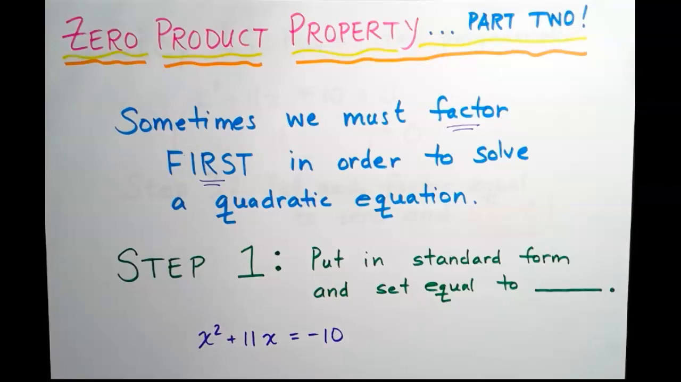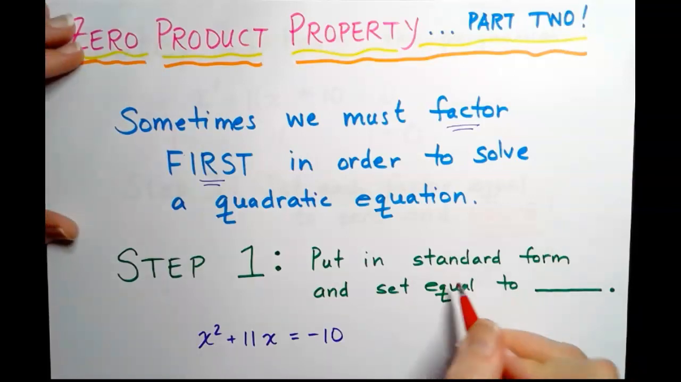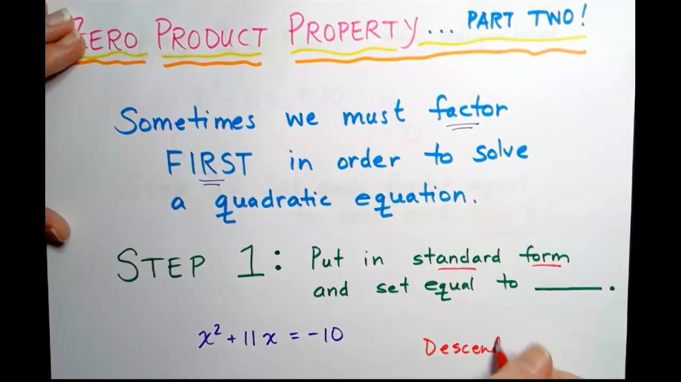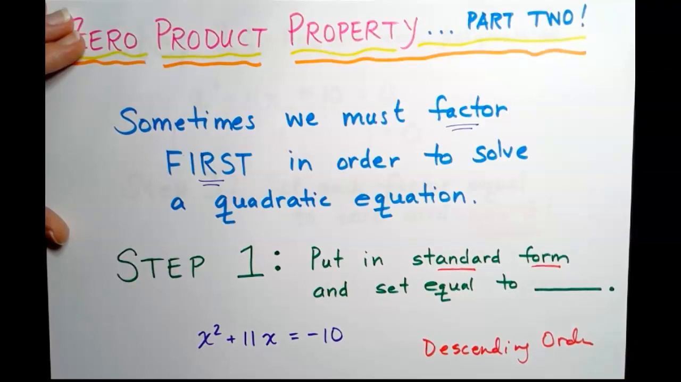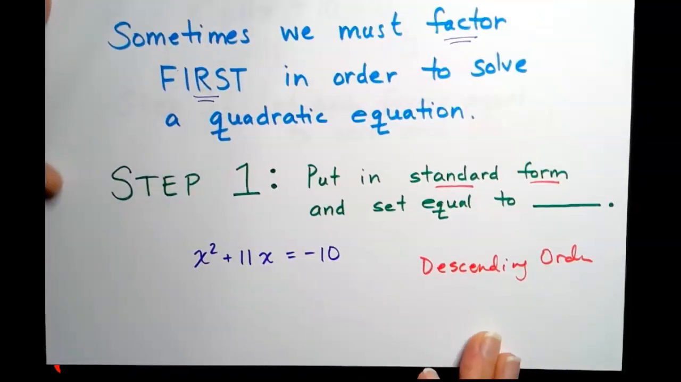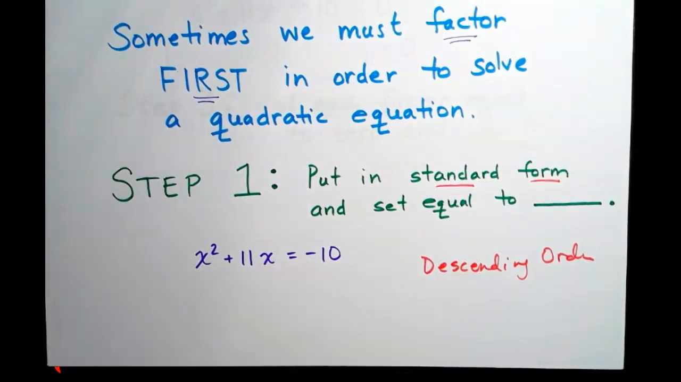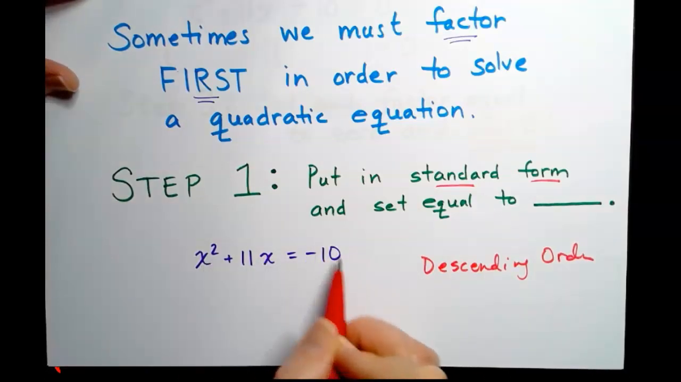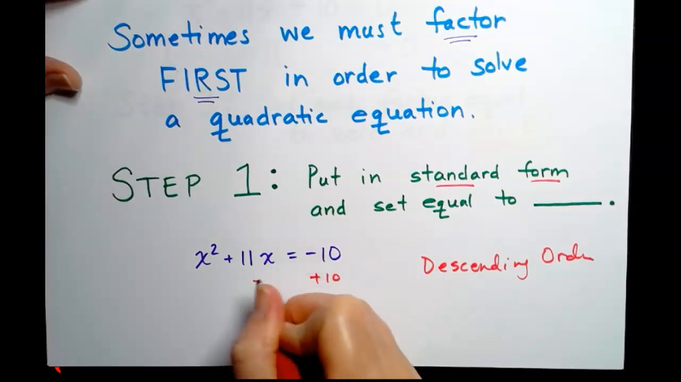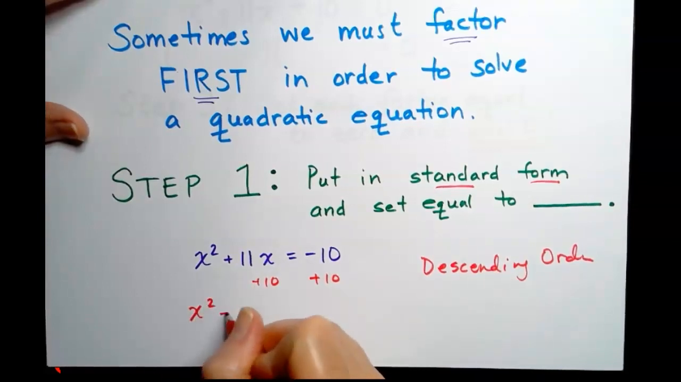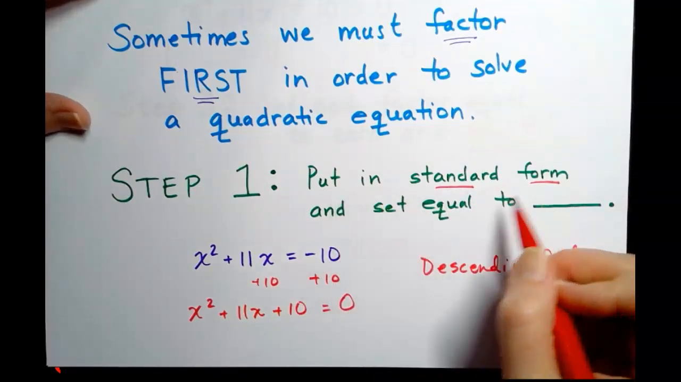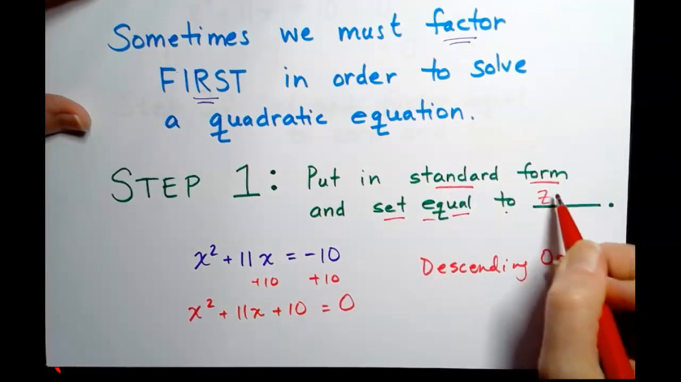Step 1, the very first thing we need to do if we are going to solve a quadratic equation and it's not factored is we need to put it in standard form. If you recall, standard form is all about descending order, descending order according to the exponents. So in our particular equation that we have here, it sort of is in descending order. We just need to do one thing. We've got 2, we've got 1, and then we've got the constant term on the other side. So if we add that 10 back to the other side, we end up with x squared plus 11x plus 10 equals 0. So put in standard form and set equal to 0.